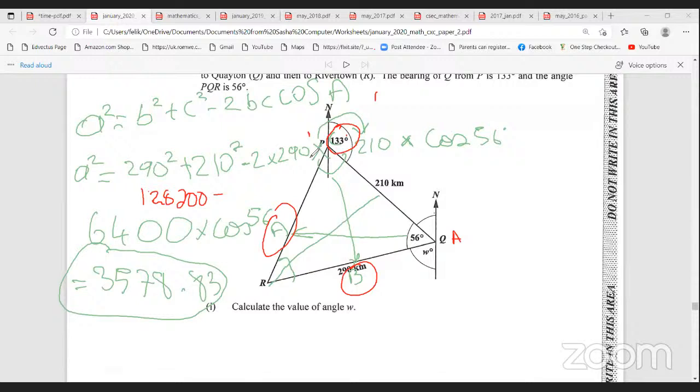Gabriel, Abby, the other person should be checking. Miss, I got the same answer, 3,578.83. Hold on, we're not talking about the final answer. I want you to be multiplying 2 times 290 times 210. That part I want now. So we're going to come to the final answer. 121,800. Yes, miss. And then we have cos 56.